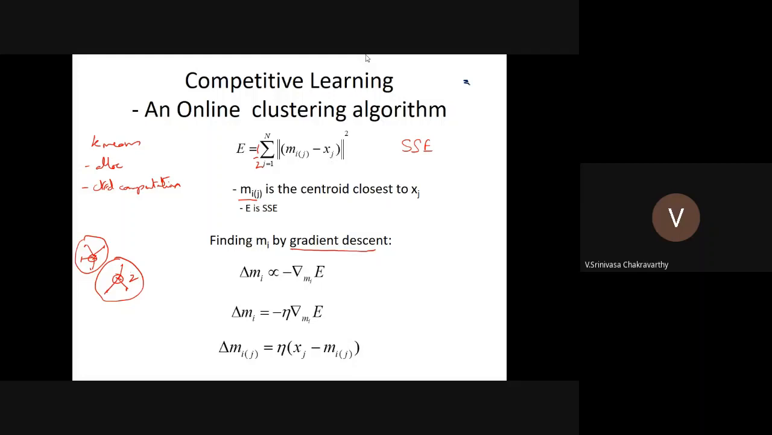Morning, everybody. So last class we were discussing this online clustering algorithm, which is an online version of the k-means clustering algorithm, and it's also called competitive learning. So if you have k centroids, which are given by mi, then in this case you again minimize the same cost function. For a given data point, look at the nearest centroid and move it towards it. That's given by this equation.